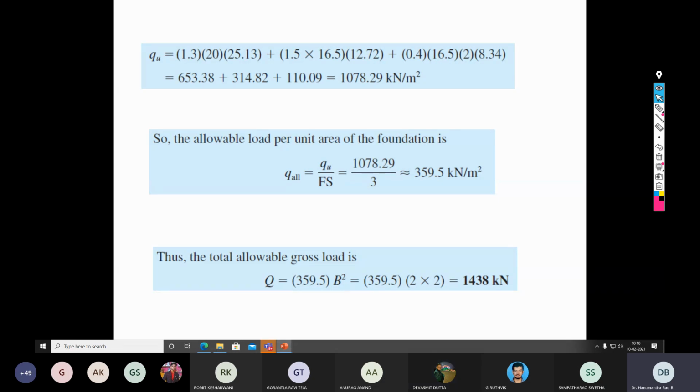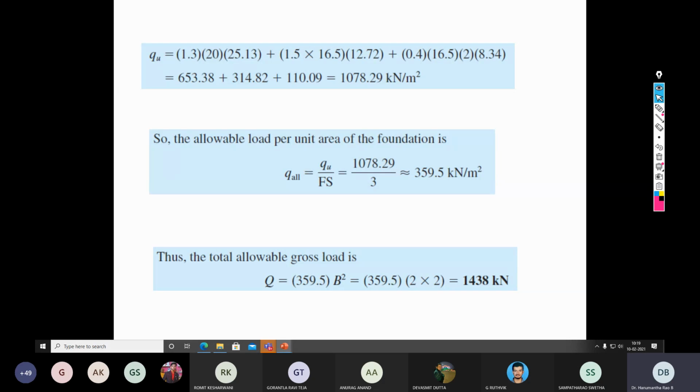General shear failure means, if you remember in the second class, as per Terzaghi, there are three varieties of failures: general shear failure, local shear failure, and punching shear failure. In shallow foundation, punching shear failure will not happen, while there is a probability of general shear failure and local shear failure. General shear means the failure plane is extended up to the ground surface, and in local shear failure, the failure is confined below the ground surface.